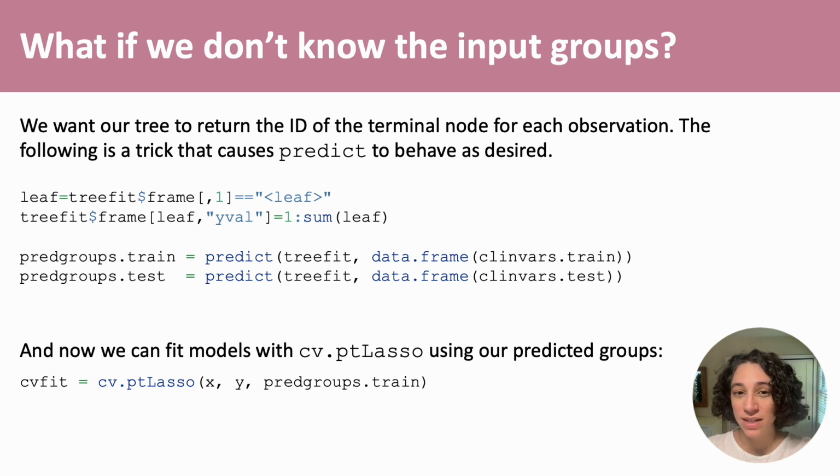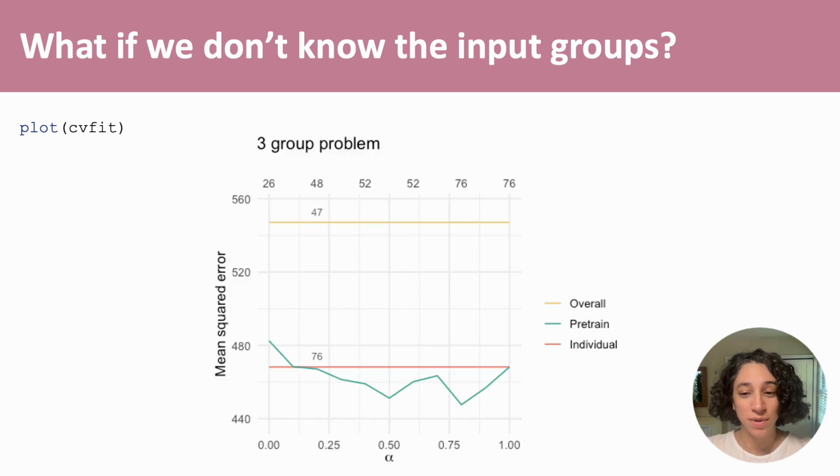Now, given our predicted group assignments, we call ptlasso exactly as in our previous example. The only difference here is that we are using predicted groups rather than pre-specified groups. A call to plot shows us that pre-training helps.